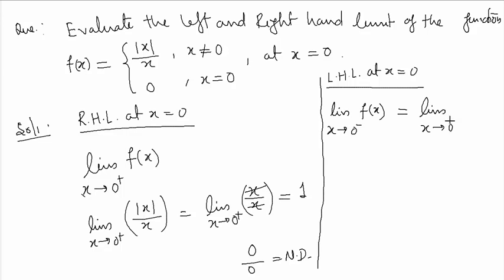x tends to 0 minus. What should be the function in the place of f(x)? Even if x is not 0, this should be this value. So |f(x)|, mod x upon x.